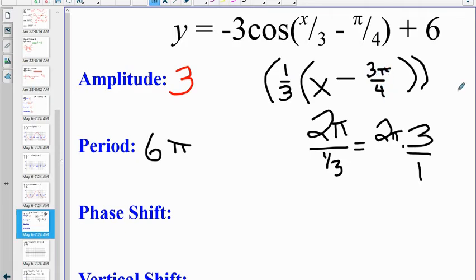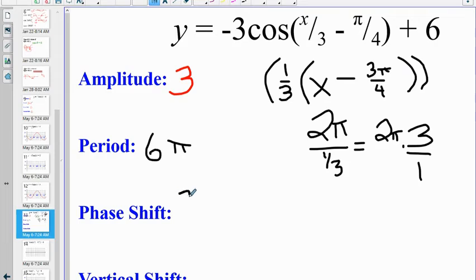If you're not sure if you're doing this right, do I multiply by a third? Do I divide by a third? What makes sense? Always think you should be able to redistribute this and end up back where you started. 1/3 times x, there we go. 1/3 times 3x over 4. The 3's cancel out and we're left with pi over 4. So there's our factored form, and now I see my phase shift.